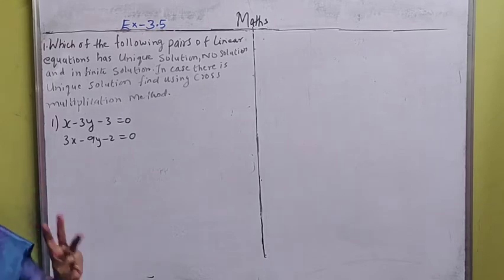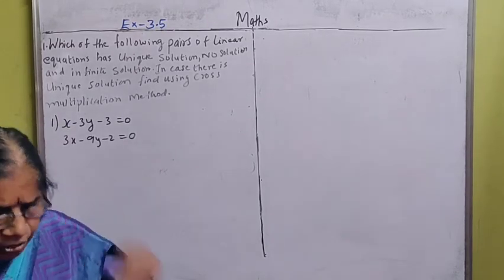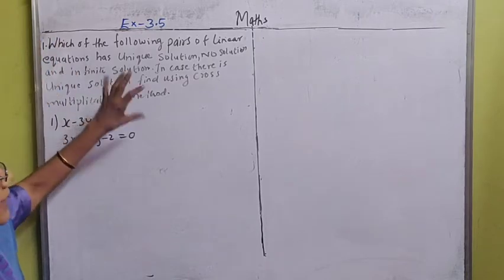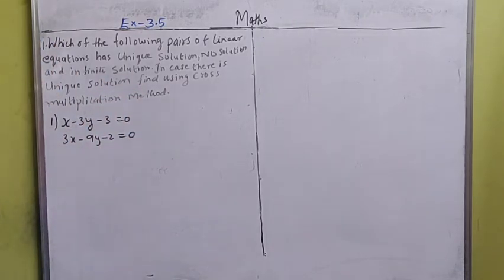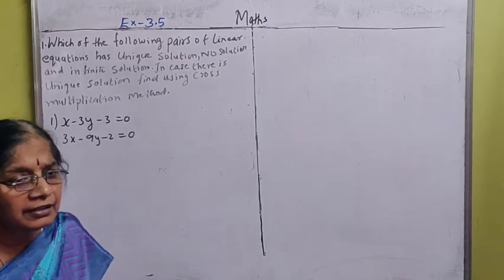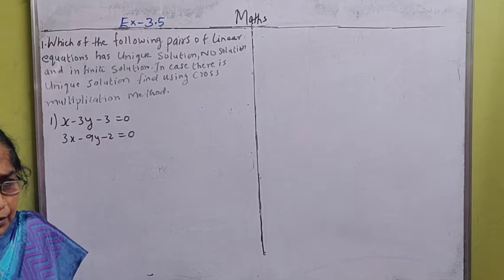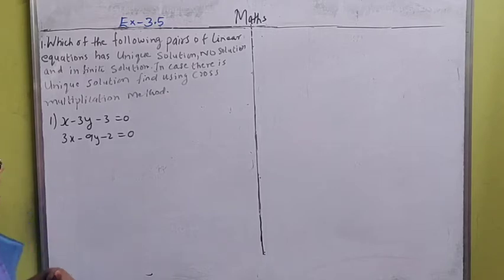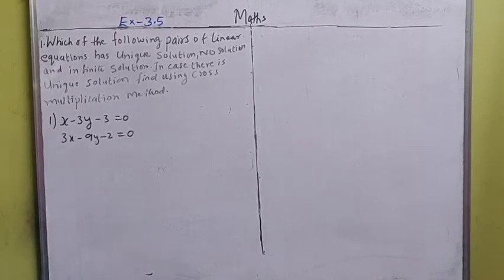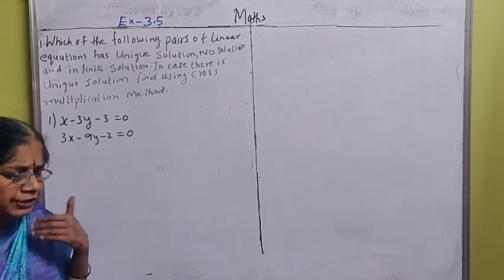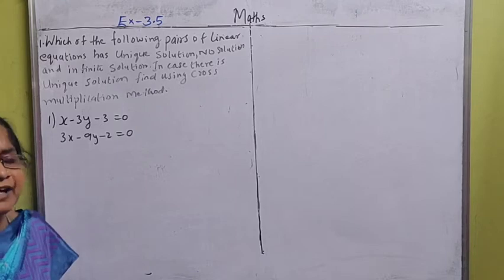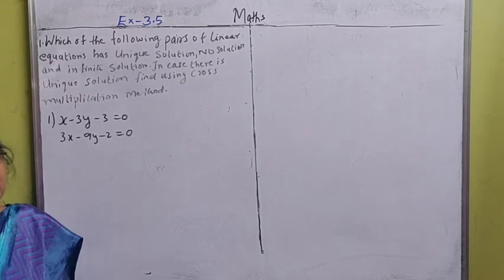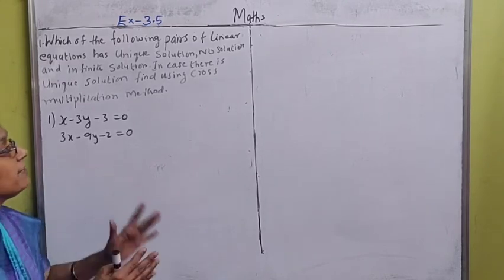So we know the three laws or rules for deciding whether it is a unique solution, no solution or infinite solution. For unique solution, a1 by a2 should not be equal to b1 by b2. For no solution, a1 by a2 is equal to b1 by b2 but not equal to c1 by c2. For infinite solution, a1 by a2 is equal to b1 by b2 is equal to c1 by c2. Then you can say that infinite solutions are there.